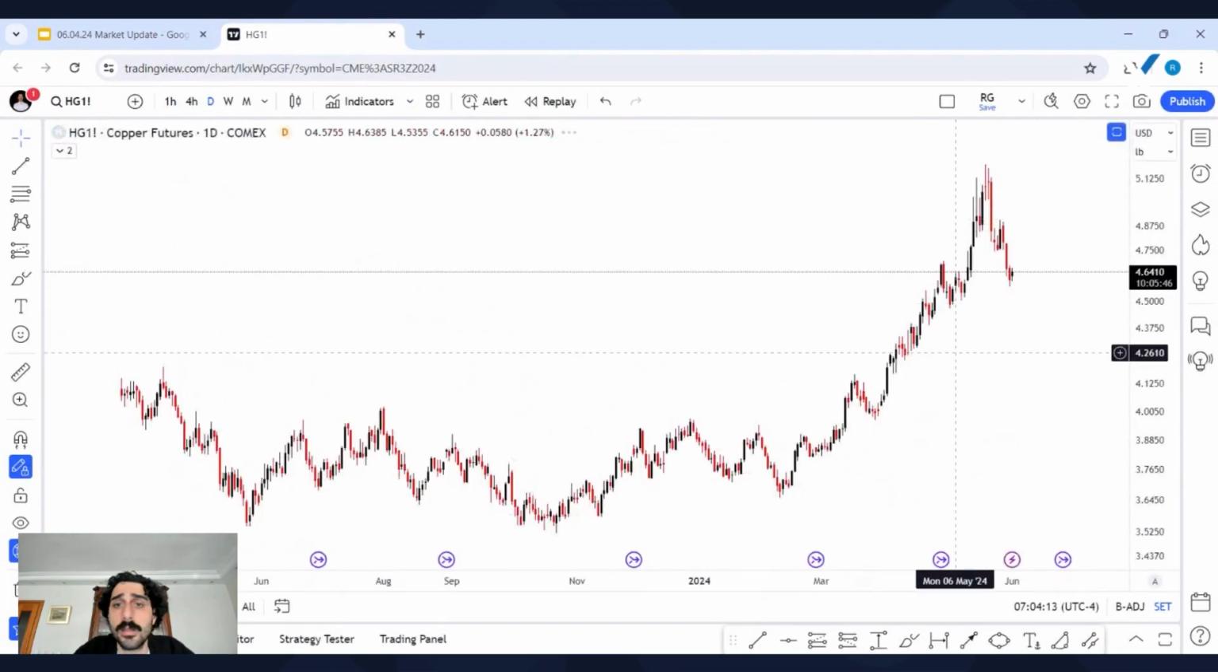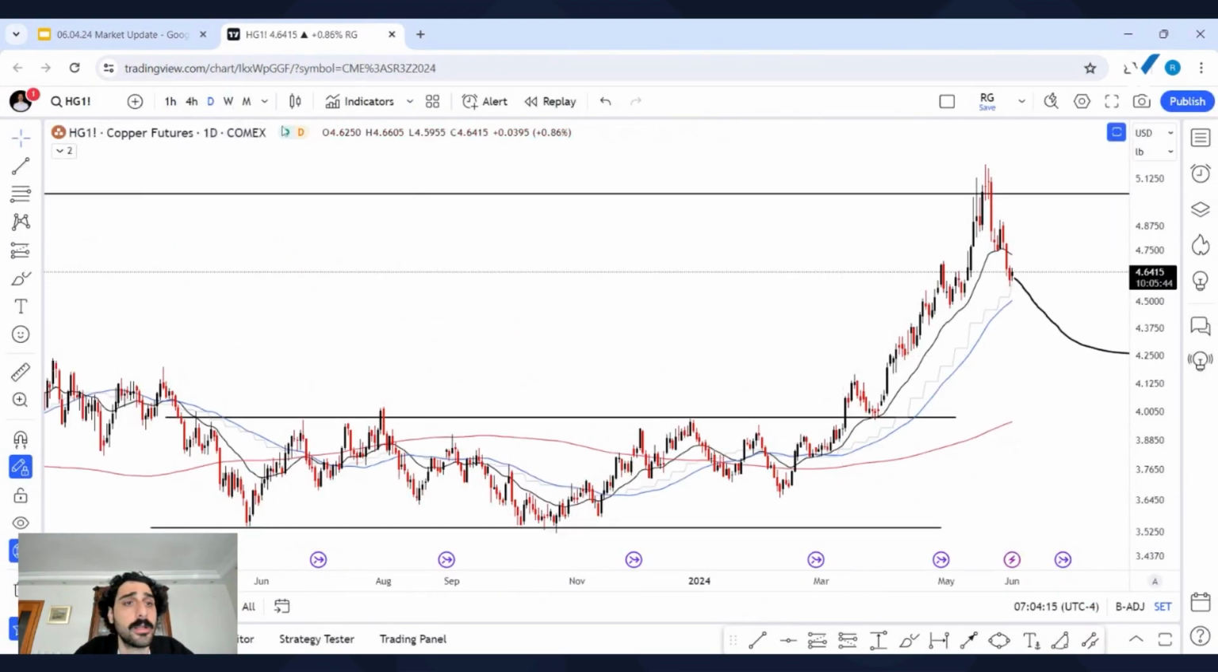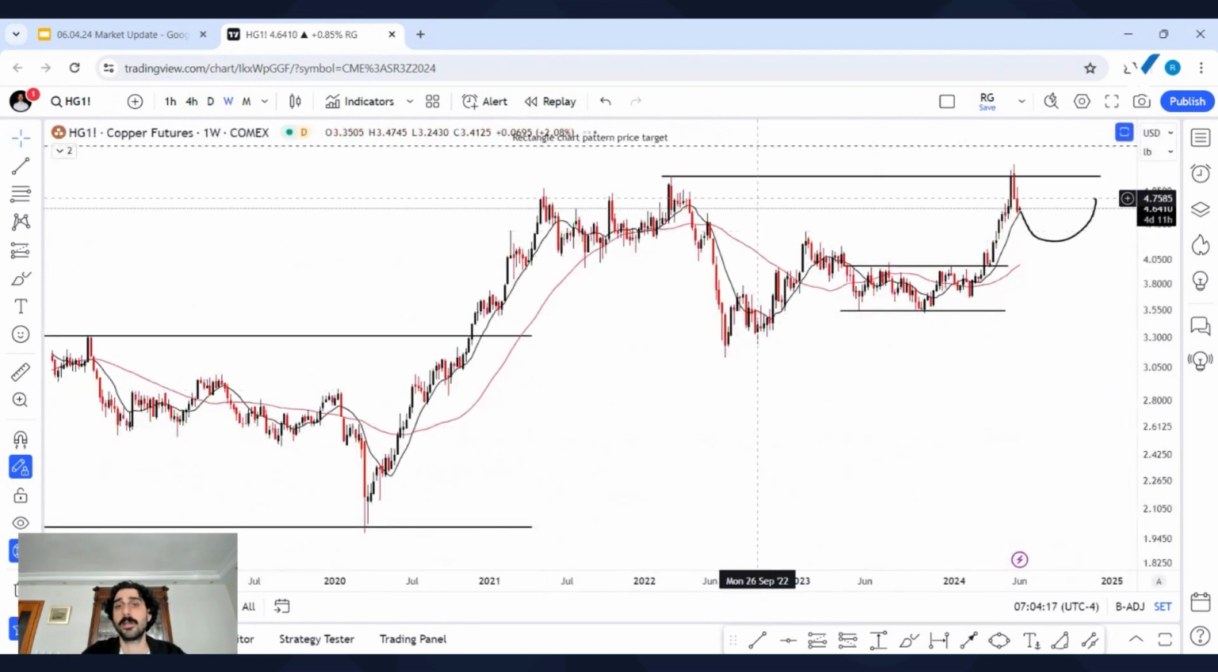As you can see in this copper chart, especially in the weekly one, I had mentioned this potential formation of a cup-and-handle here. And in this last week's price action, you can see that it came down 3.19%, especially after the China PMI data.